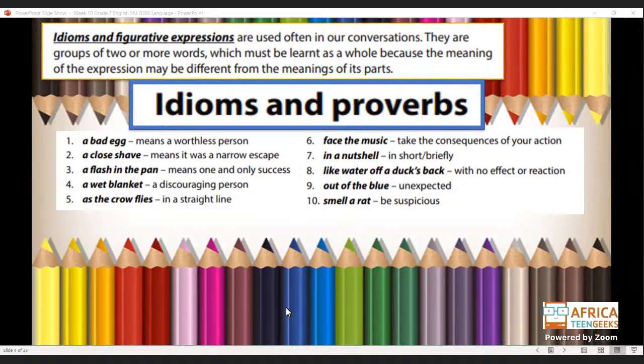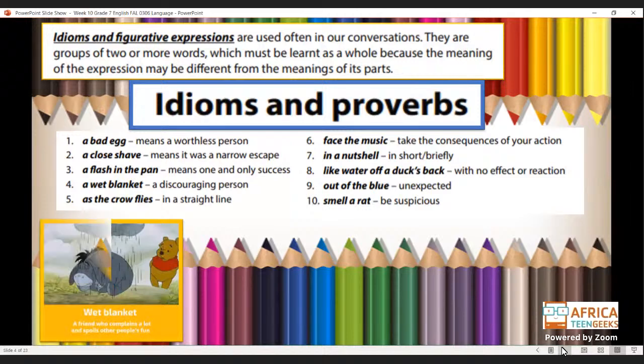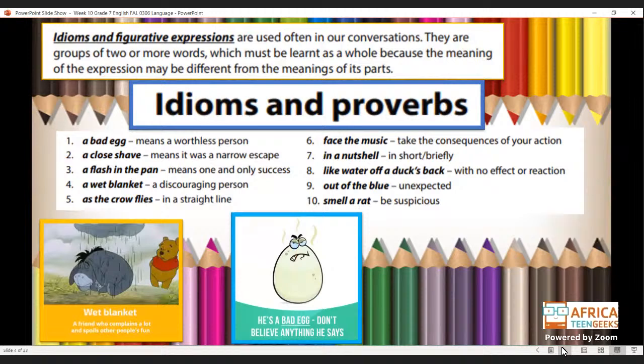A bad egg, that means a worthless person, someone who is not good to be around. So they have a bad influence on you. We call them a bad egg. Like, she's a bad egg or he's a bad egg. And it's also someone who you cannot believe anything that they say. So that is that expression.